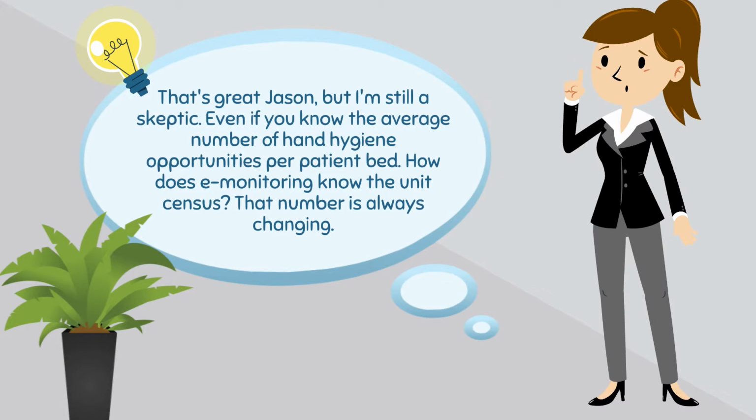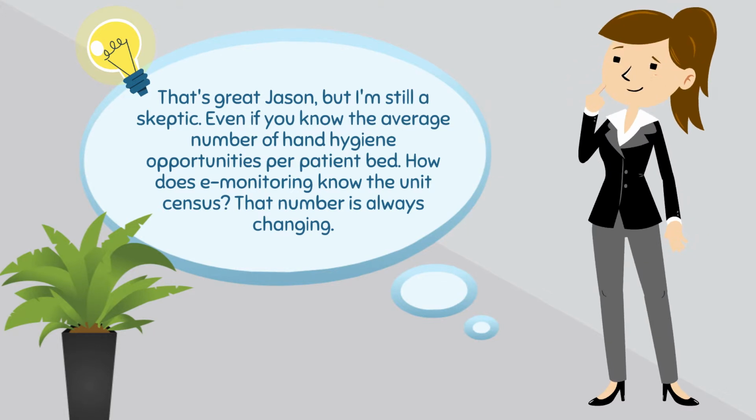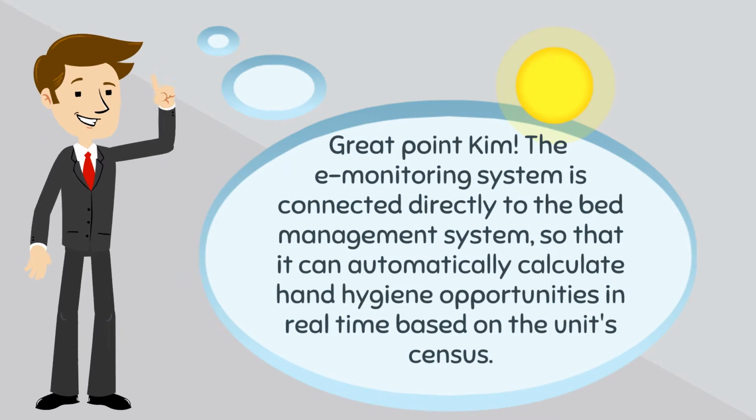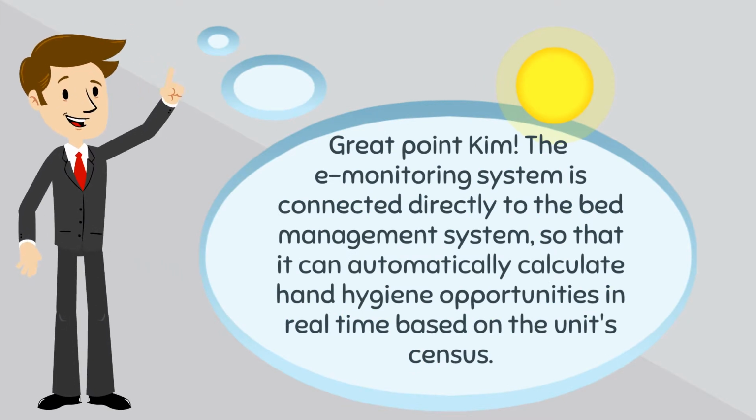That's great, Jason, but I'm still a skeptic. Even if you know the average number of hand hygiene opportunities per patient bed, how does e-monitoring know the unit census? That number is always changing. Great point, Kim. The e-monitoring system is connected directly to the bed management system so that it can automatically calculate hand hygiene opportunities in real time based on the unit census.